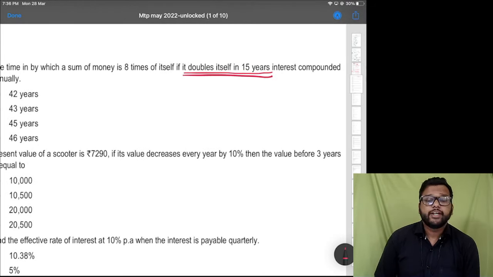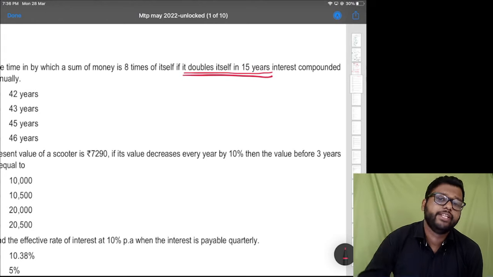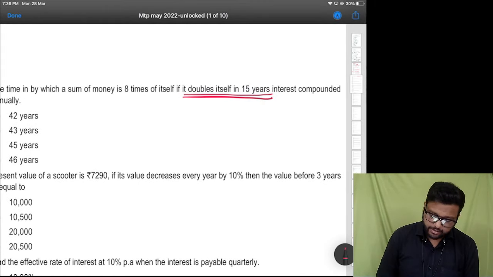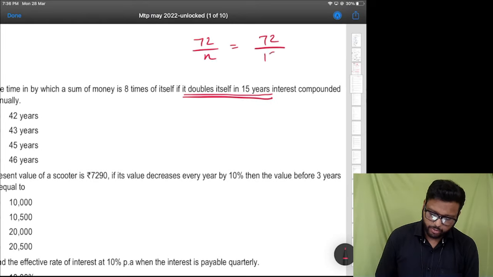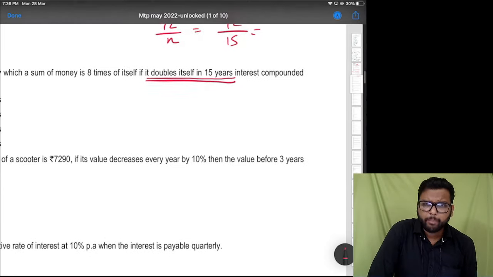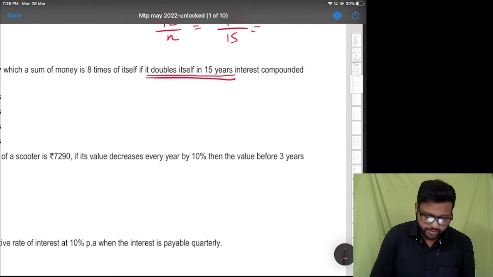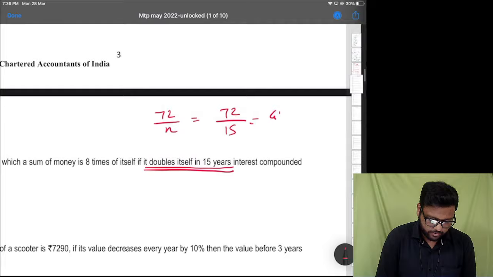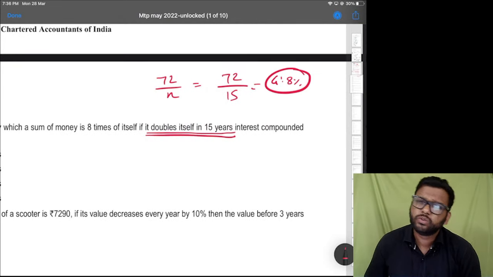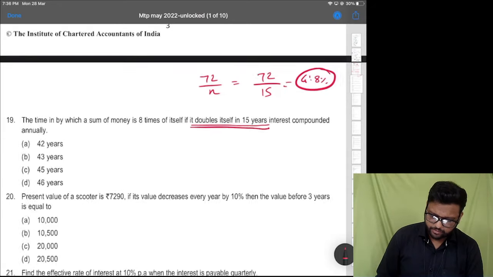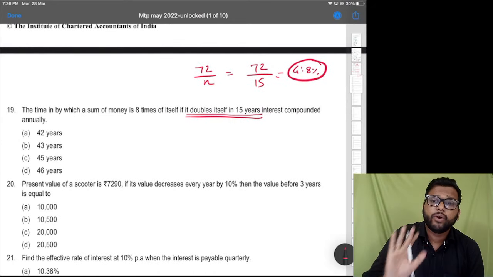For compound interest, if amount doubles in 15 years, then rate is 72 by n. Okay, rule of 72 it is called as. 72 by 15 years. So approximately rate is 72 by 15, which is 4.8%. Okay. You can solve, you will get a closer answer. So 4.8 is enough for us. So our rate is 4.8%.